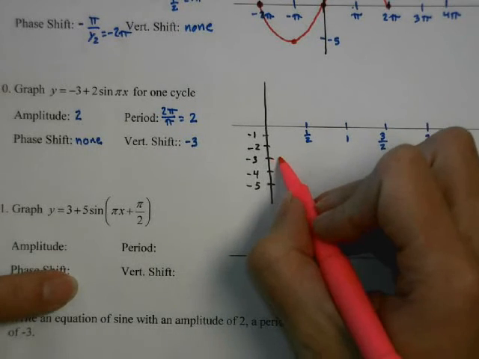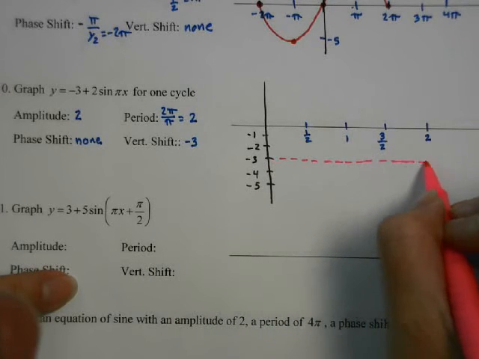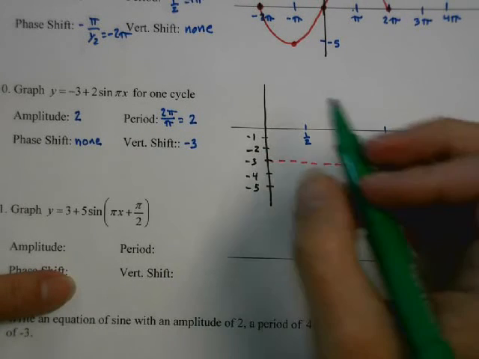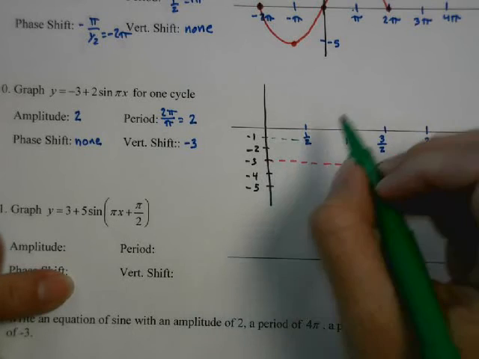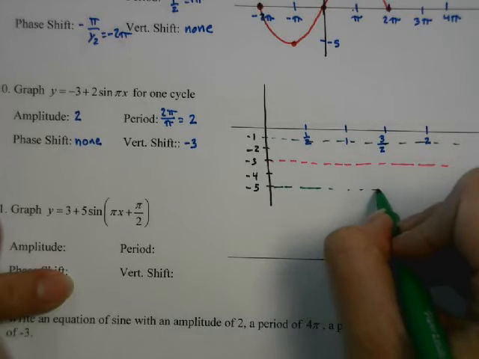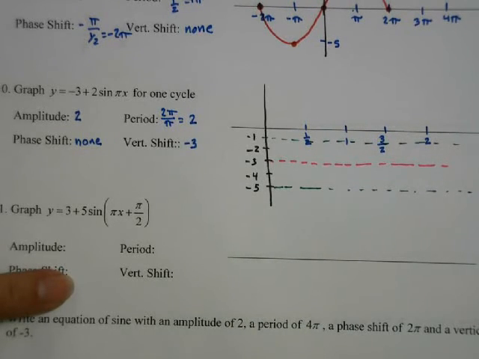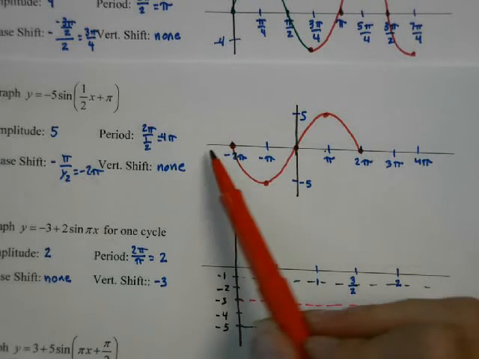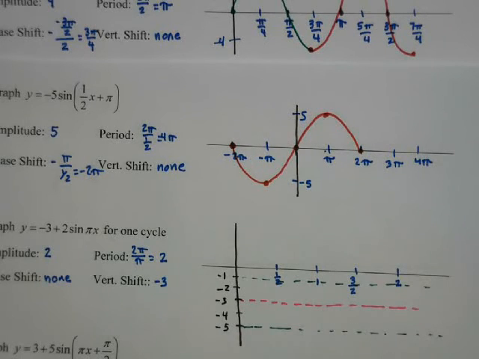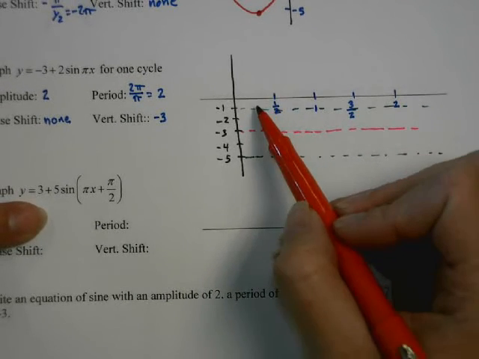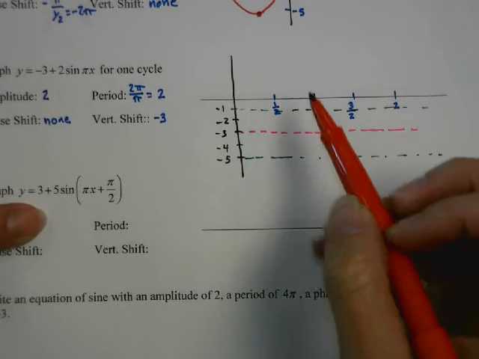So I'm going to draw a dotted line here at negative 3. That's my new midline. My amplitude is going to be 2 above that at negative 1 and 2 below that at negative 5. There is no phase shift, so we're going to start here, but rather than oscillating like we have been, just jumping up and down above and below the x-axis, we're going to go through that same rotation, but our max and our min are going to be the 2 green lines, and our midline is this pink one.